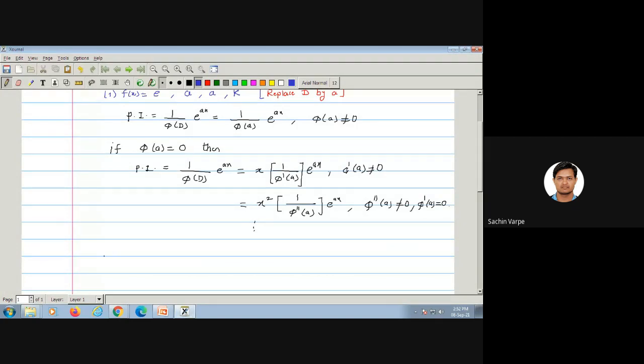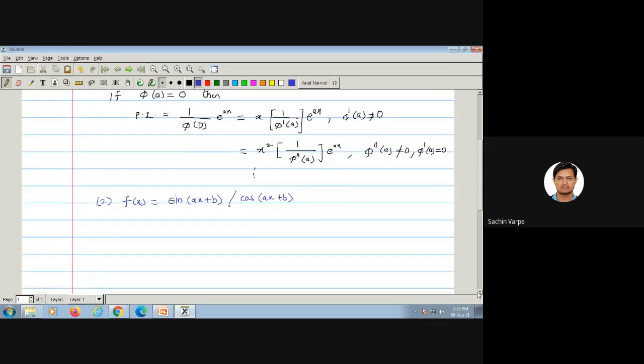Okay, so the second case is when f of x is a trigonometric function, sine of ax plus b, or cos of ax plus b, like sine of 2x plus 3, or simply sine ax or cos ax. Most of the times this b term will be 0.